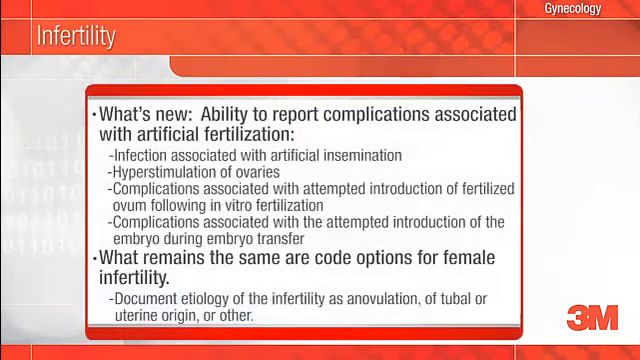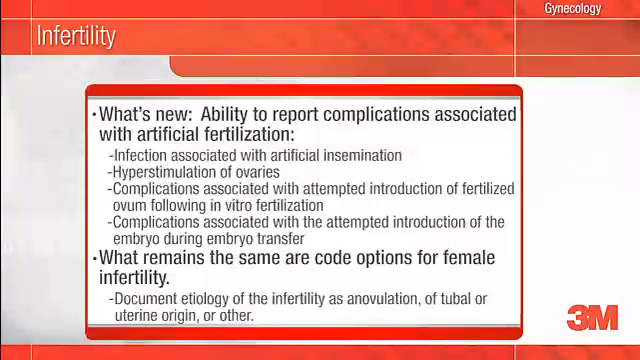There is a new category of codes in ICD-10 that classify complications associated with artificial fertilization. These codes identify infection associated with artificial insemination, hyperstimulation of ovaries, complications associated with the attempted introduction of fertilized ovum following in vitro fertilization, as well as complications associated with the attempted introduction of the embryo during embryo transfer, as well as any other complications that may arise.